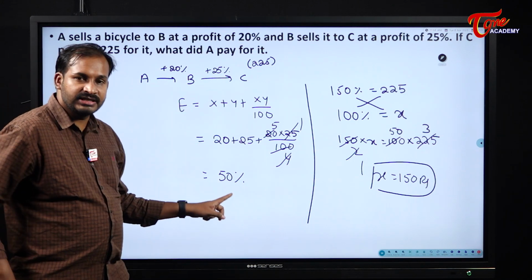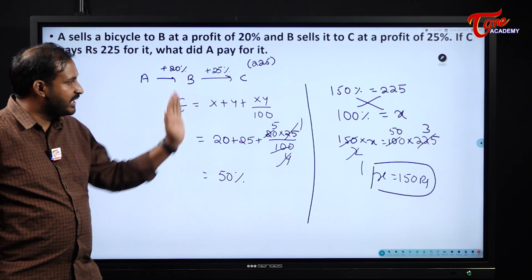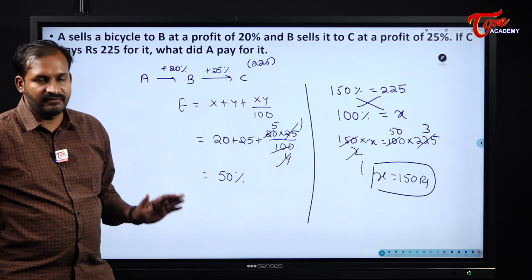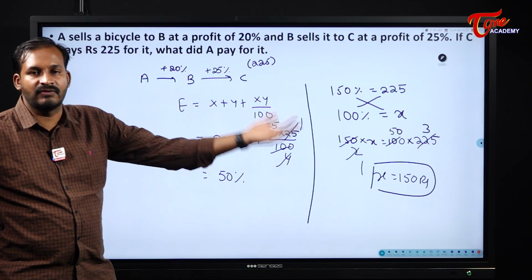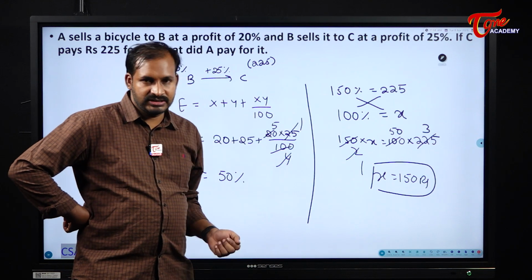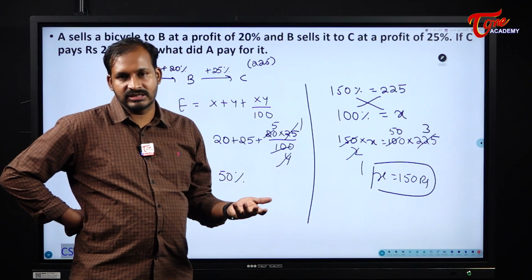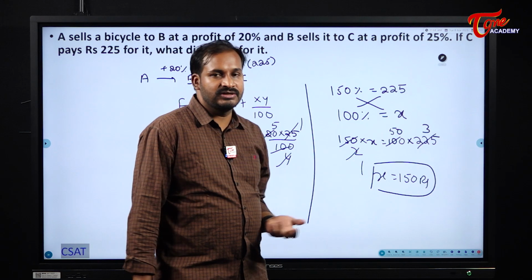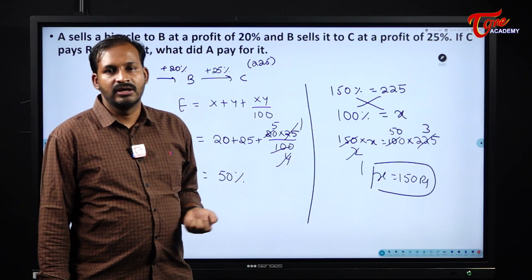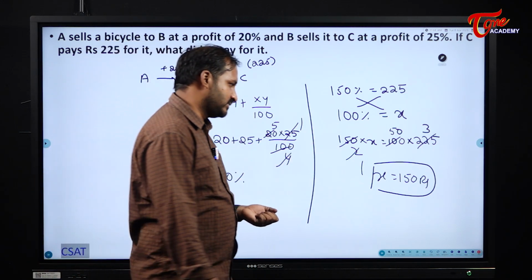Effectively, the price was increased by 50%. That means from A to C, the price was increased by 50%. So 100% will become what? 150%. 150% is equal to 25. A will pay obviously 100% only, right? So 100% is equal to what? Consider it as sum x and simply cross multiply it, right? Next one.